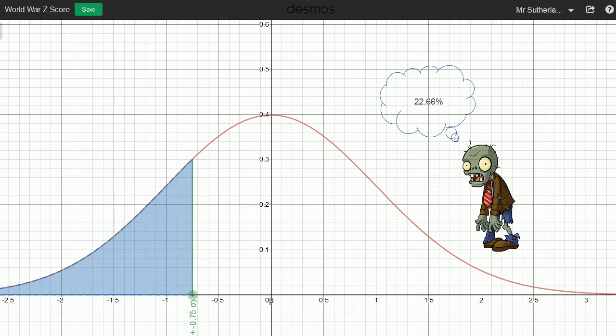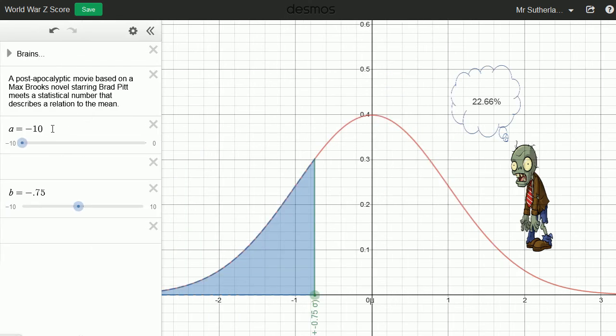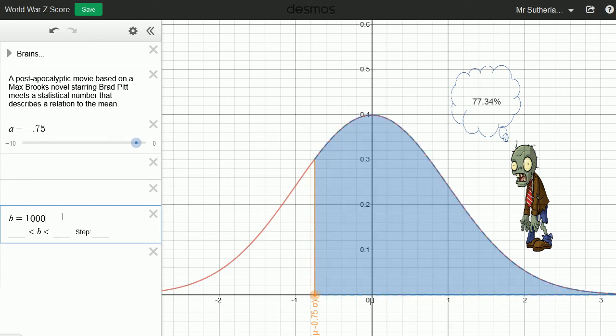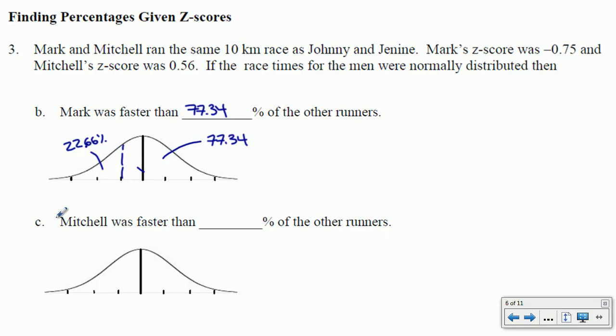If we adjust the lower limit to negative 0.75, and we adjust the upper limit to some large number of your choosing, 1,000 ought to cover it. So we can see we get the same result, 77.34%.